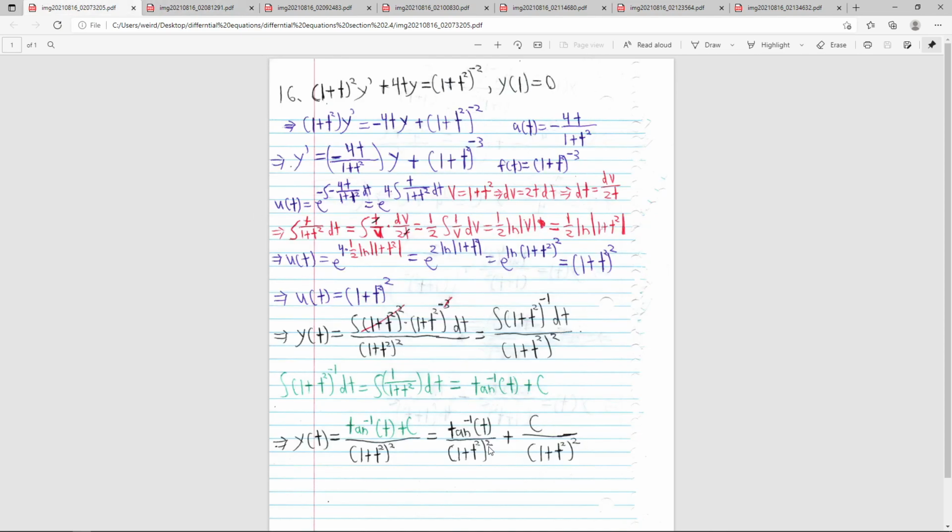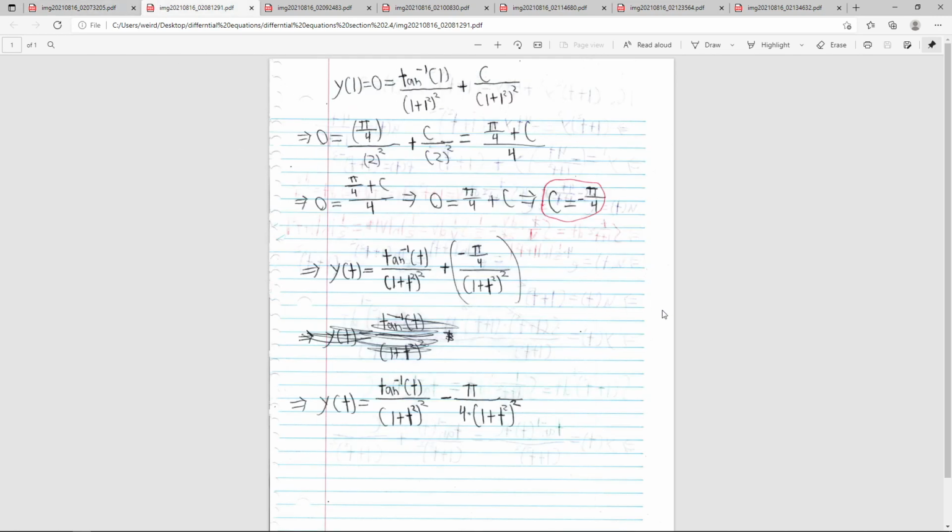Yeah, so we just keep it as inverse tangent of t divided by 1 plus t squared, plus c divided by 1 plus t squared. No, you have to kind of read it to see what's going on in this one. So now we plug in y of 1 equals 0, which is equal to inverse tangent of 1 divided by 1 plus 1 squared, because it's t. And again, we're solving for c here, like usual as initial value problems.